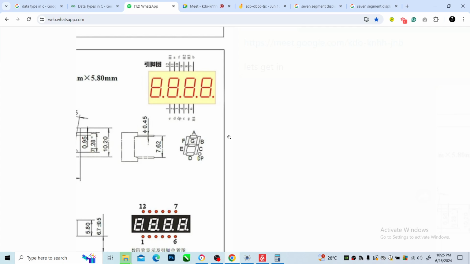Then the next thing is D. A, B, C, D. Can you bring the breadboard to the left? So I just plug it to this. So this is D now. Then the next one is what? DP. DP is 8, the decimal point. Then the next one is C. This is black. Let's see.